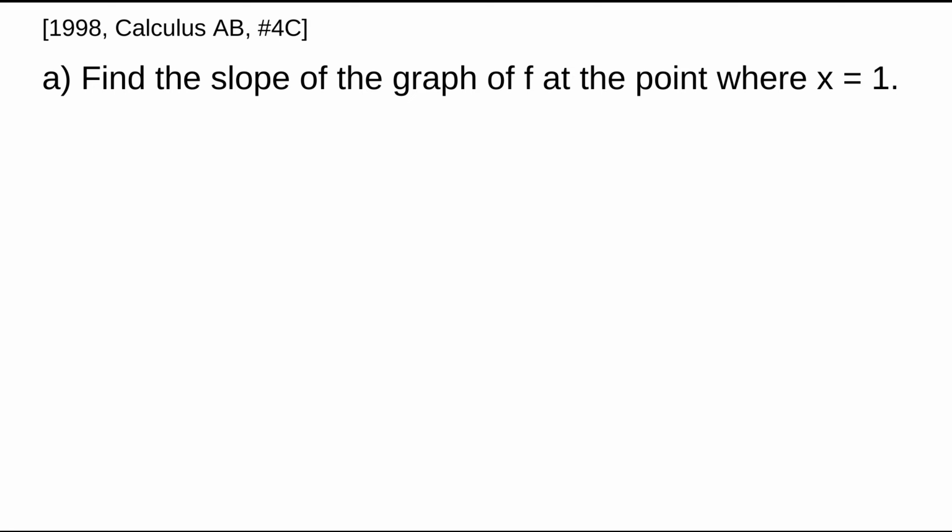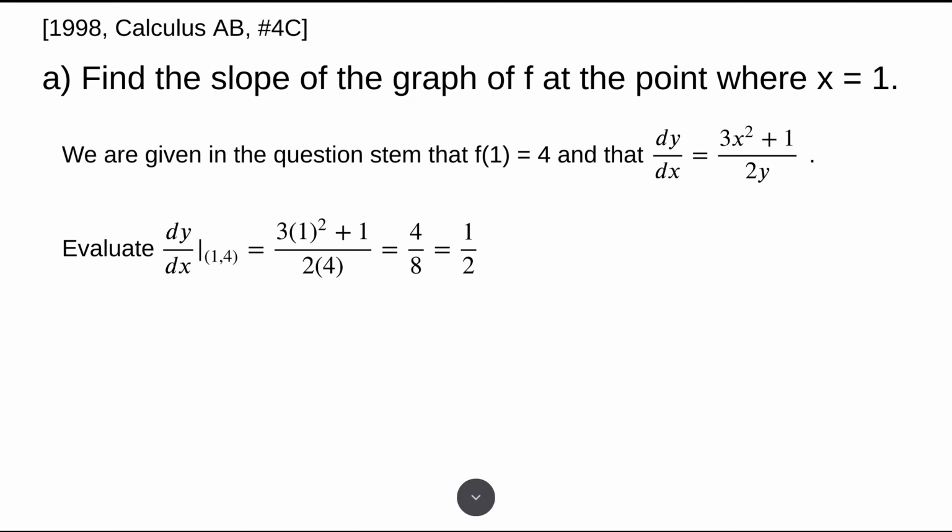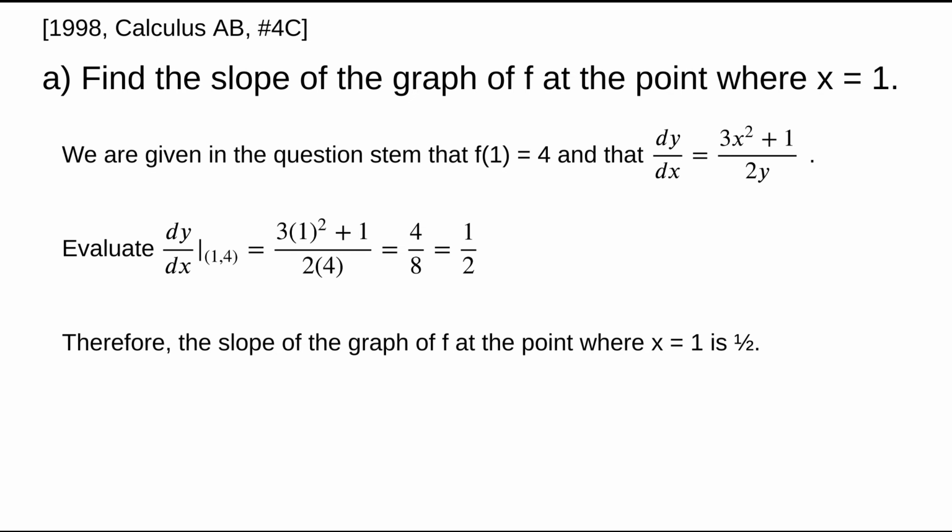In part A of the question, we are asked to find the slope of the graph of f at the point where x is equal to 1. So again, in the question stem, we're given that f of 1 is equal to 4, and we have a formula for dy dx. It's 3x squared plus 1 over 2y. To get the slope of the tangent line to the graph of f at x equals 1, we just need to evaluate dy dx, substituting 1 in for x and 4 in for y. If we do that, we get 1/2, so the slope of the tangent line to the graph of f at the point where x equals 1 is 1/2.